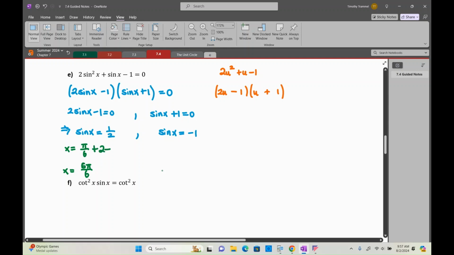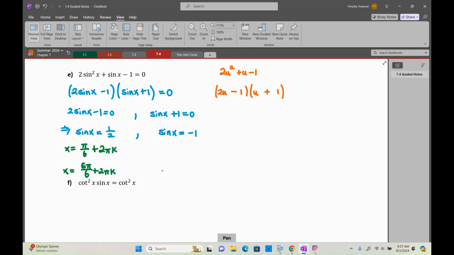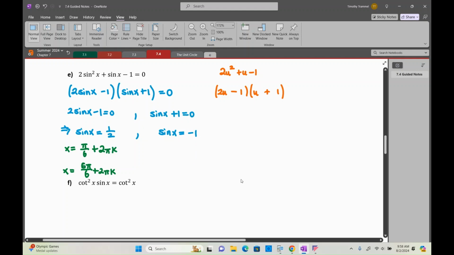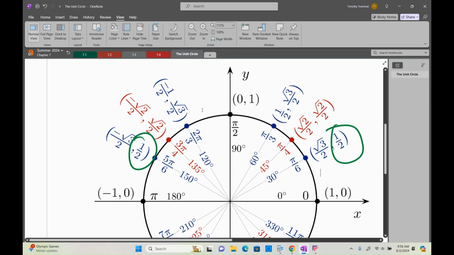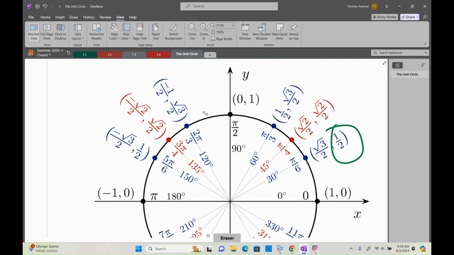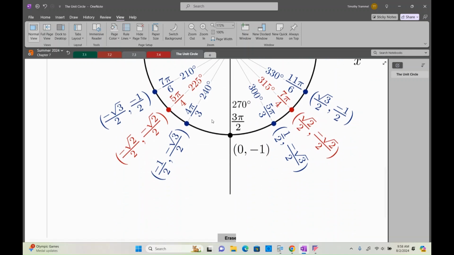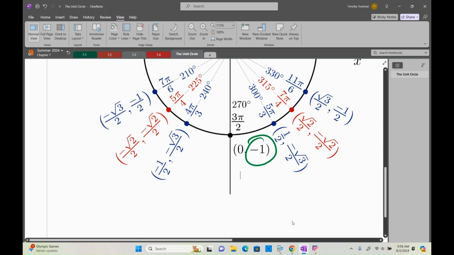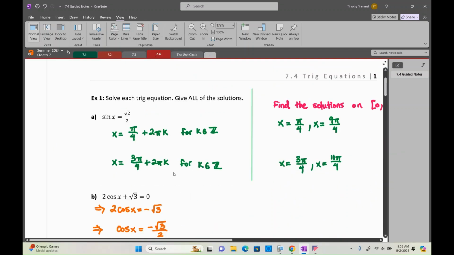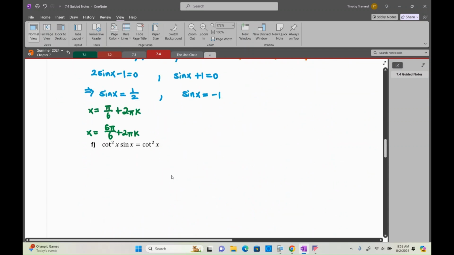And then, of course, anything that's coterminal. And then lastly over here, we are looking for where sine of x is equal to -1. There's only one spot on the unit circle where we have a y value of -1, and that is all the way down here. This is at an angle of 3 pi over 2. So let's go record that.